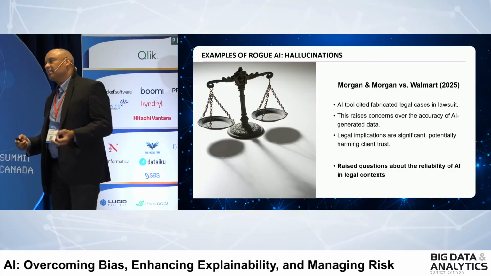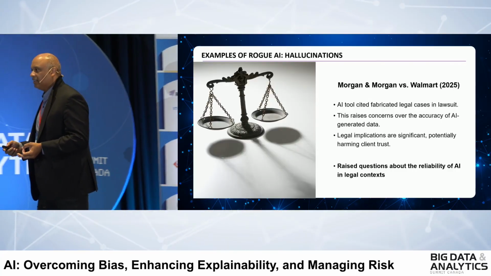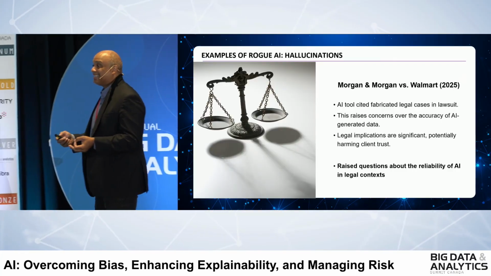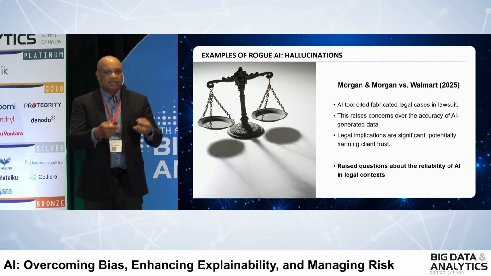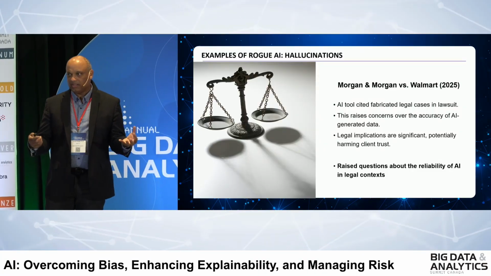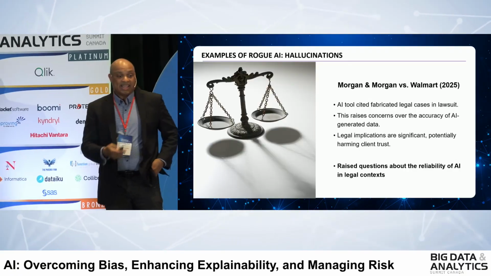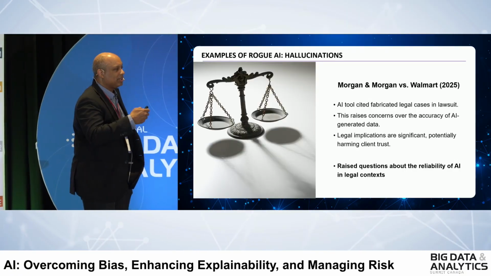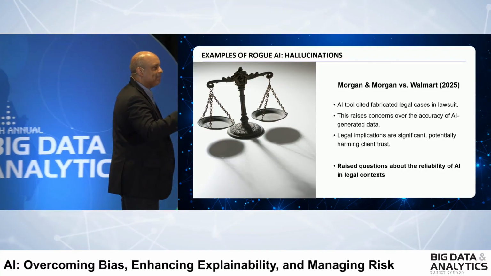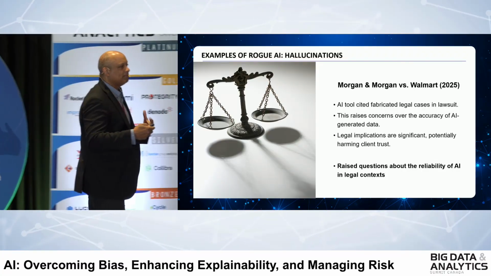And it turns out that the AI actually hallucinated and presented the lawyers with cases that did not exist. So when these cases were cited to the judge, it was revealed that they did not exist, and the lawyers really got into trouble. So what that did was raise questions about the applicability of AI in certain fields like law.